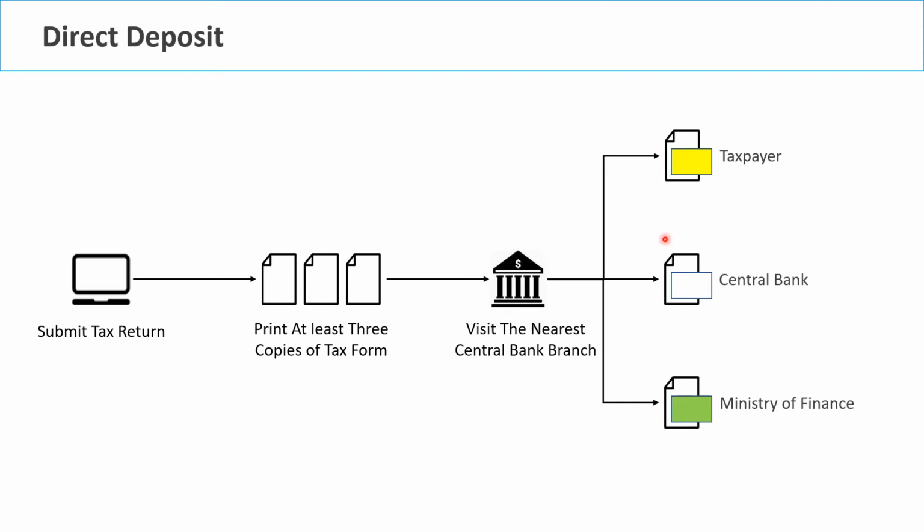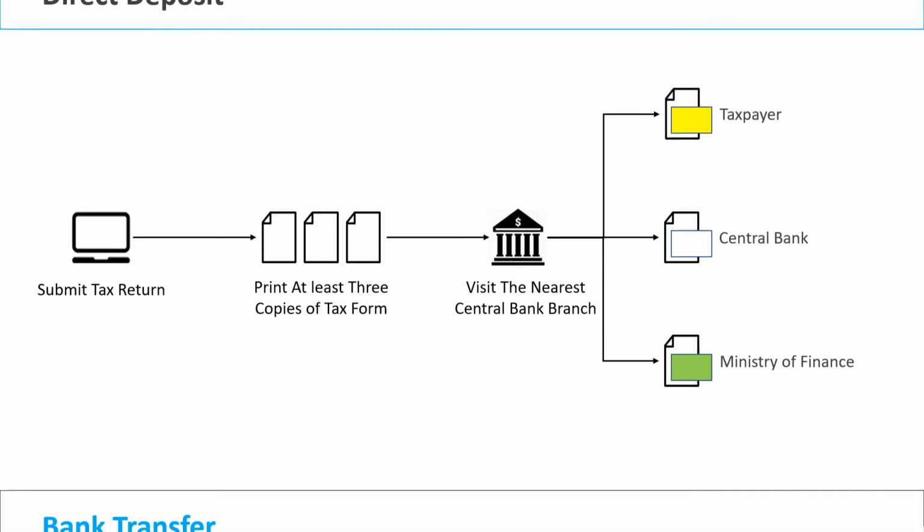The second copy of tax form with a white bank deposit slip will be kept by the central bank itself for their own records. The last copy of tax form with a green bank deposit slip will be submitted by the Afghanistan bank to the Ministry of Finance. Their relative caching department will record this transaction in taxation system, and the document will be kept for their own records.